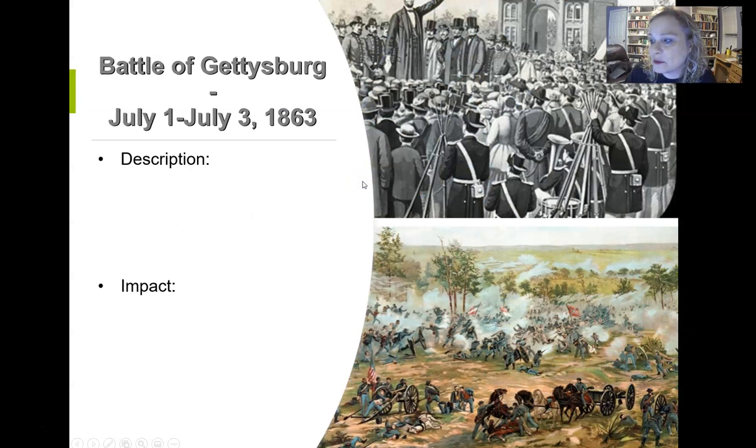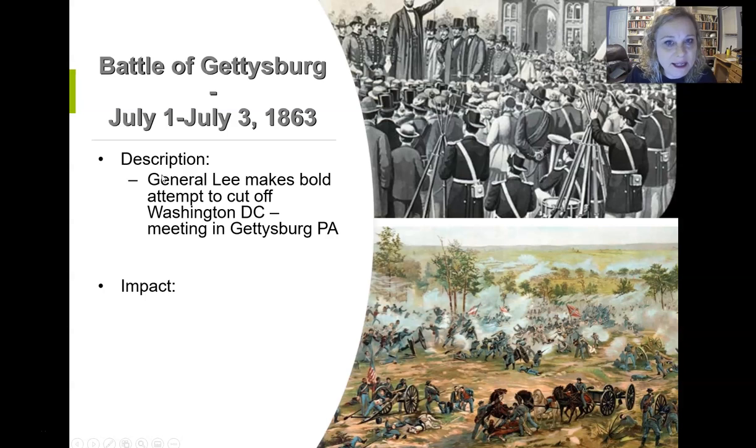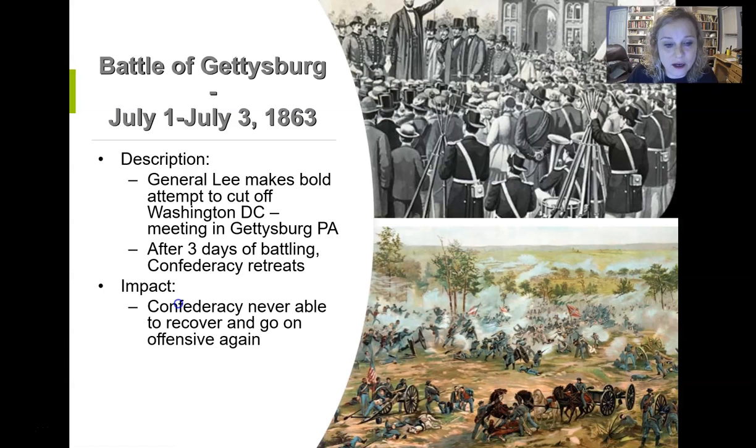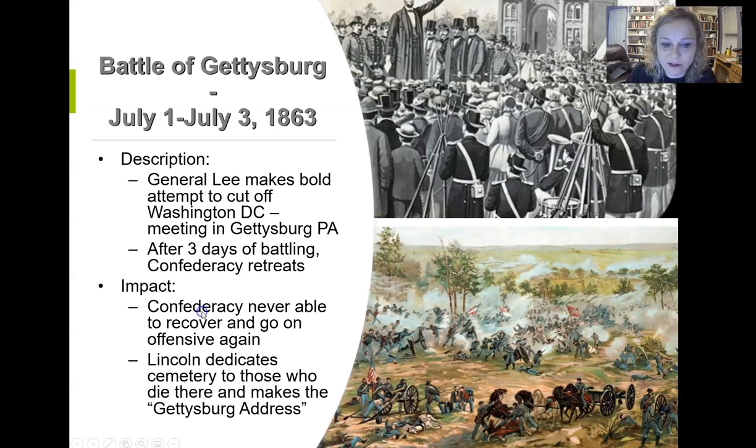The next thing, of course, was the Battle of Gettysburg, which was the linchpin of all the battles. General Lee makes a bold attempt to go for the North and attack in the North, and his plan was then to go take Washington. For the first couple days of the battle, the South looked like they were winning, but after some strategic mistakes, they lose and they retreat. This was an enormous win for the Union. The Confederacy were never able to recover offensively after this.